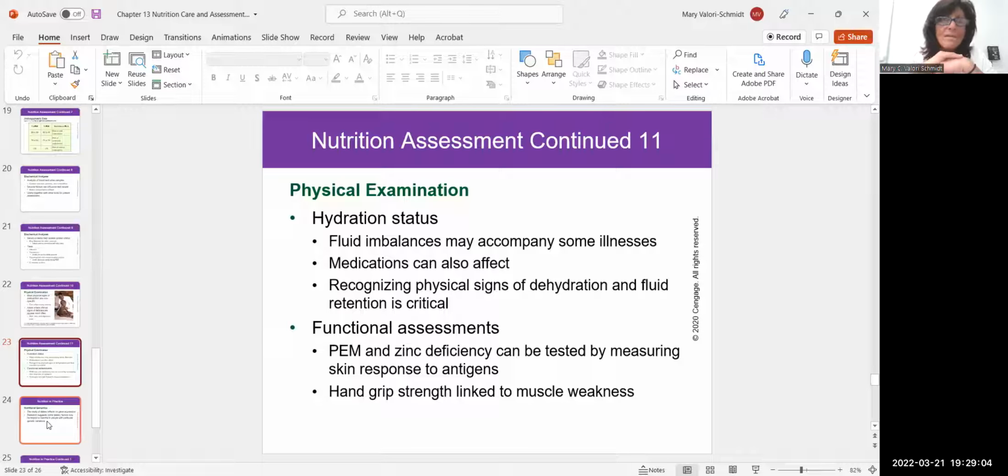But we look at things like their hand grip strengths, to see, are they getting enough vitamins and minerals and protein and so on and so forth? Is their diet nutritionally sound to give them at least the average amount of strength, right? Can they maintain their balance when they're walking, right? Those kinds of things.